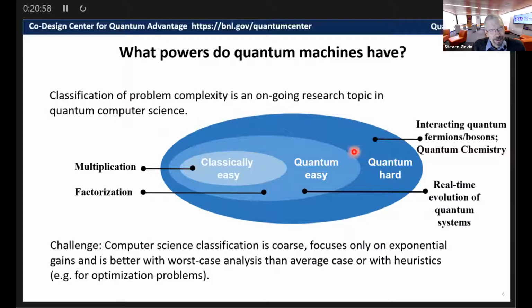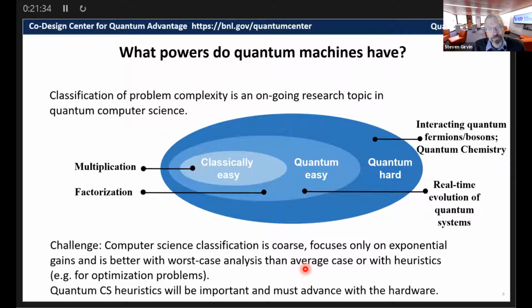So computer science classifications are kind of coarse. They tend to ignore; the only distinction they make is between exponential and polynomial. But if I could find an algorithm that scaled like n squared instead of n to the fourth in the database size, then that polynomial advantage can turn out to be an enormous factor in a large system. And we don't know how to prove bounds with that kind of accuracy. So that's an open problem.